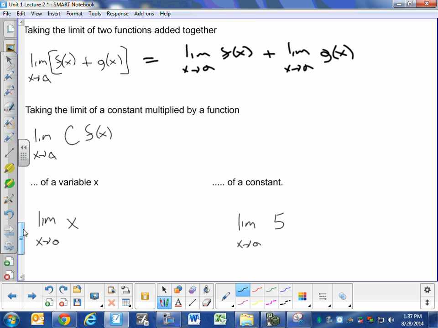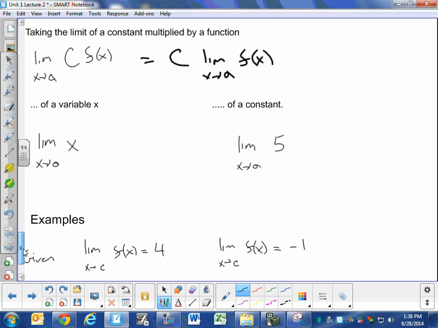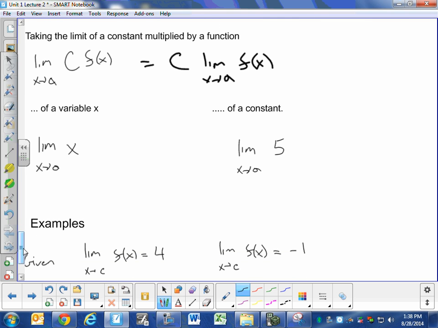If I have a constant being multiplied by a function and I want to find the limit of it, well, we could pull out the constant and just multiply it by the limit of the function we know. Now this is a good one. If we're trying to find the limit as x approaches a of x, what do you think that is? The limit as x approaches a of the function x. Any guesses?